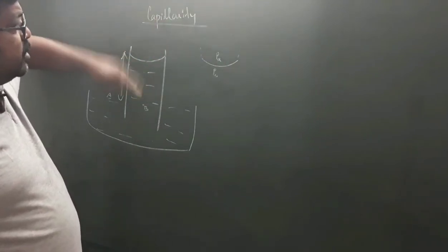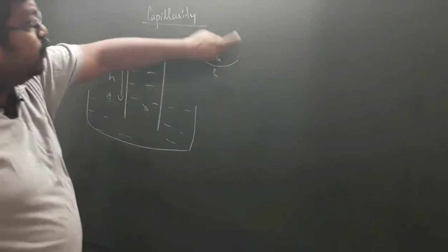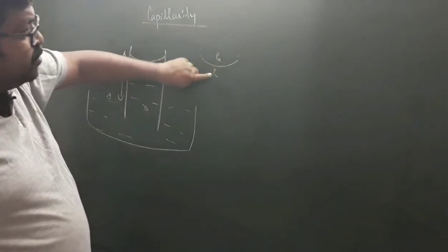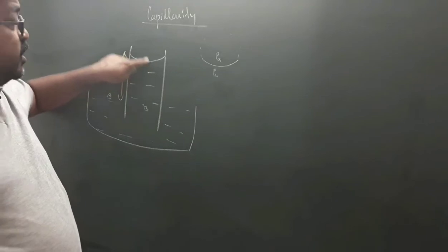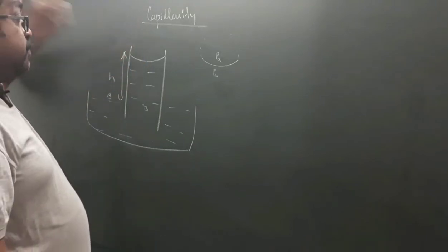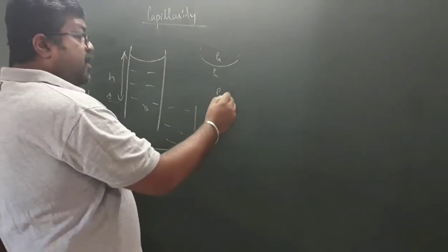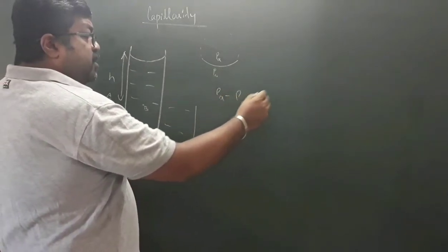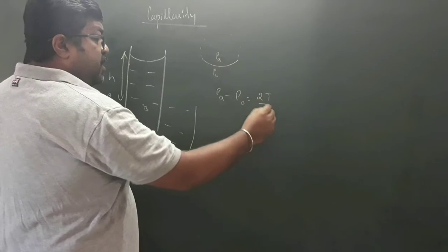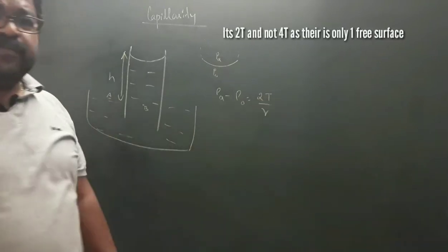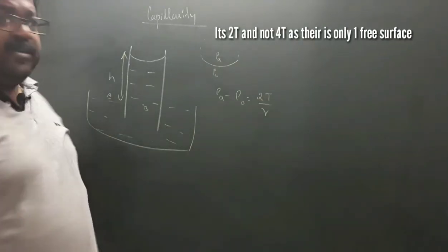The center is on the upper side. So for this sphere, this point is the outside point, this is the inside point. So this pressure is greater than this pressure. So PA minus P0 is equal to 2T by R. Okay, T is the surface tension and R is the radius.